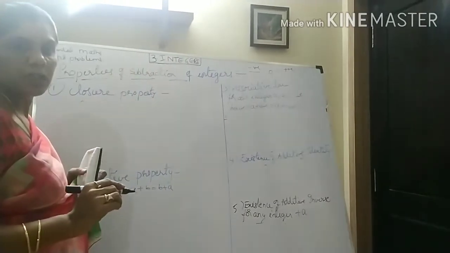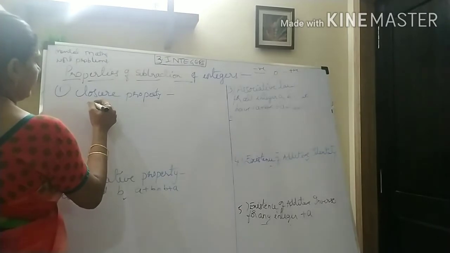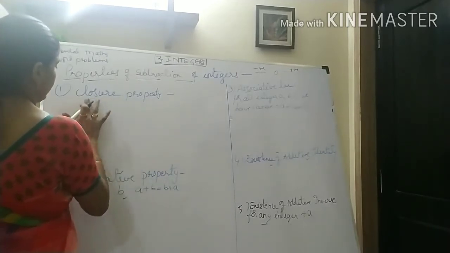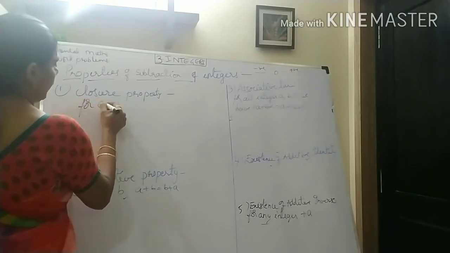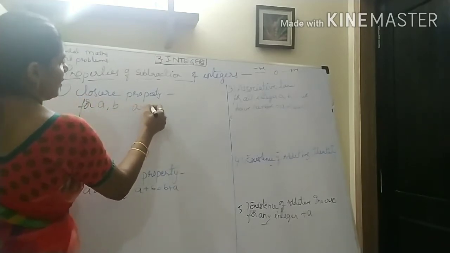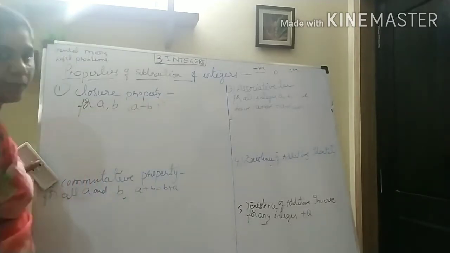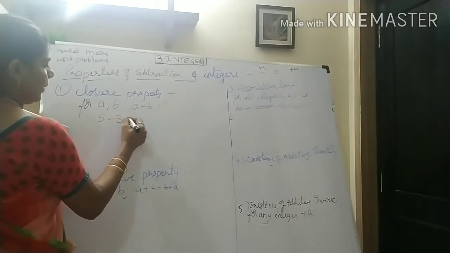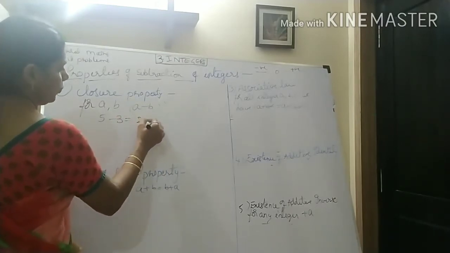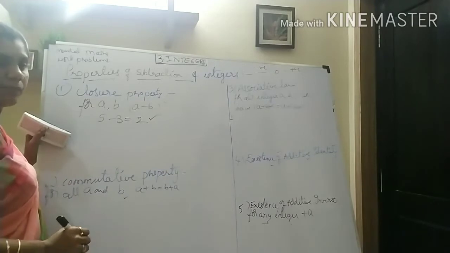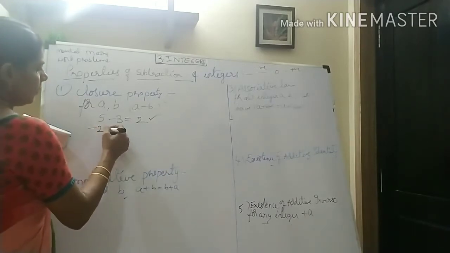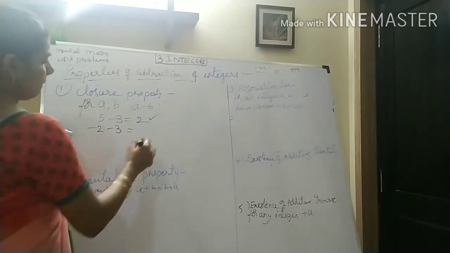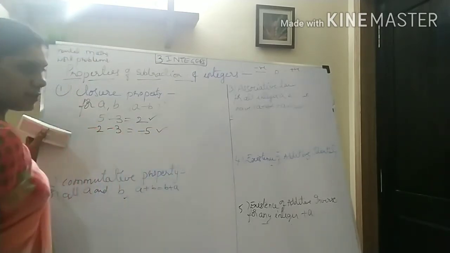Okay, here I am talking about subtraction. So a minus b, for any integers a and b, a minus b is also an integer. See this one, I am taking 5 and 3. 5 minus 3 is equal to 2, so this is also an integer. Now see, minus 2, minus 3, that is minus 5. This is also an integer.